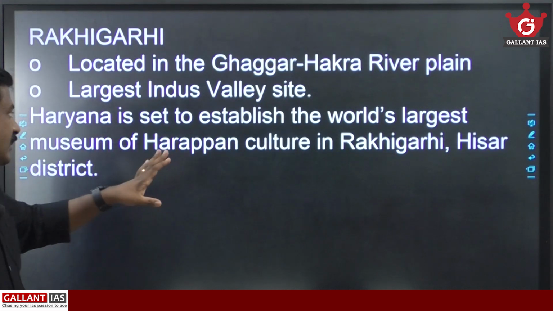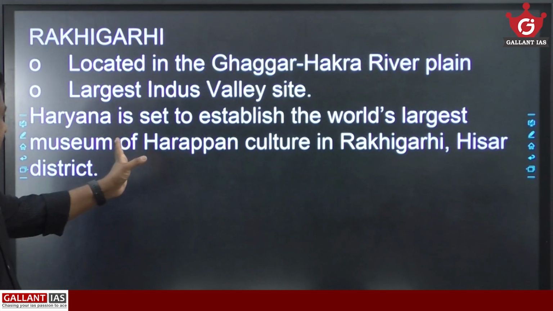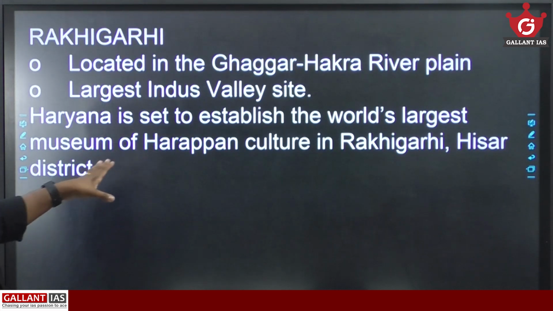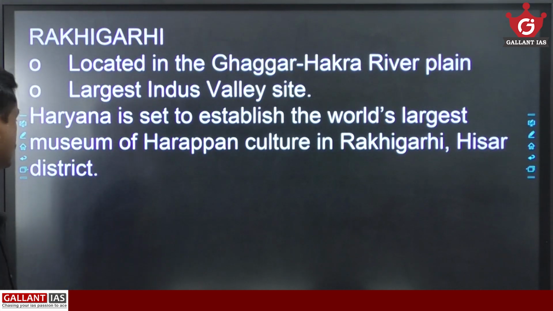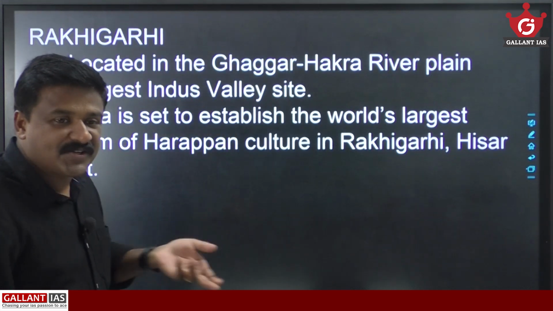Rakhigarhi, on the Ghaggar-Hakra river plain, is the largest Indus Valley site in India. Haryana is set to establish the world's largest museum of Harappan culture in Rakhigarhi, Hisar district. That is why Rakhigarhi is in the news. Excavations are still going on.